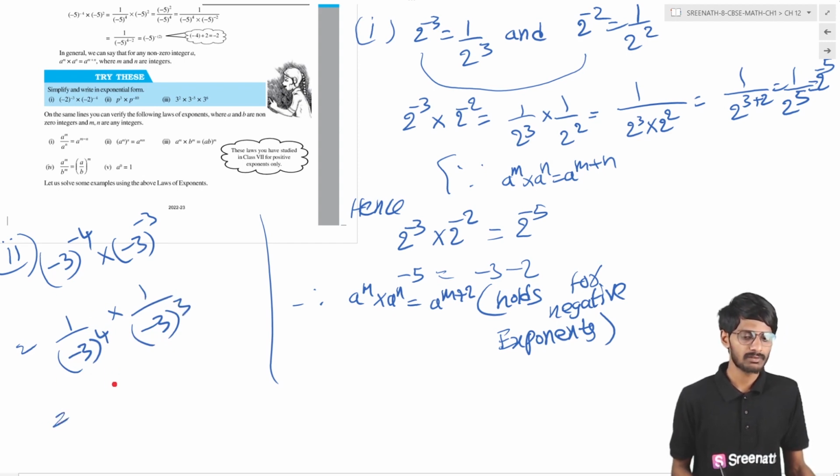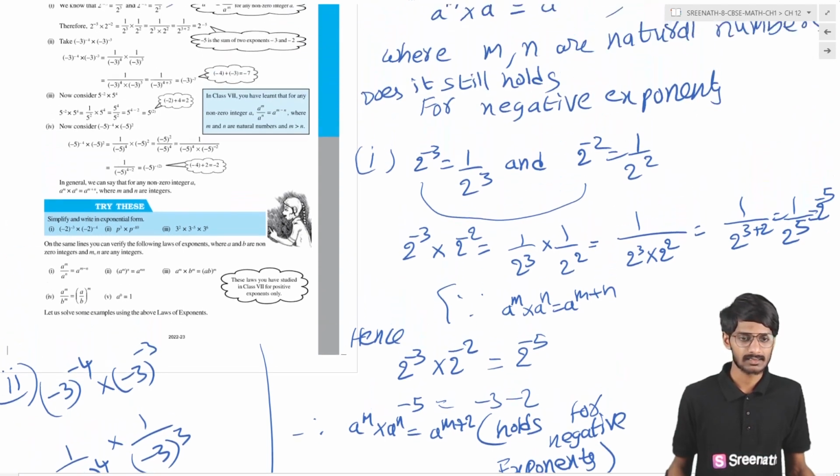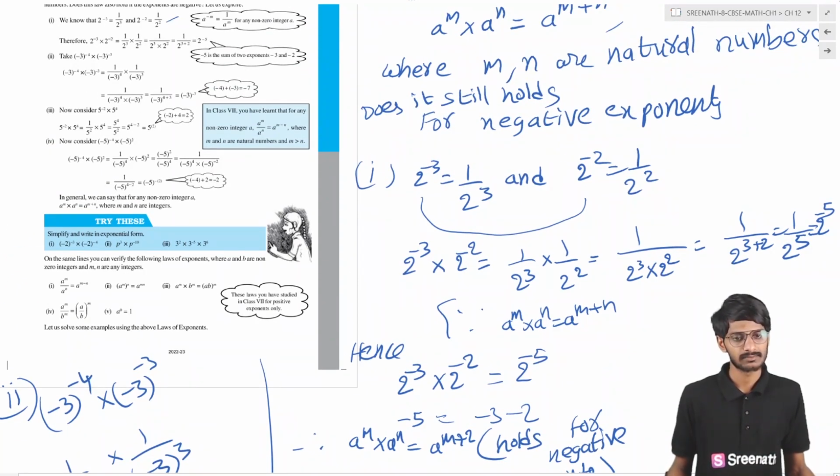So they are on the same base. Here we can write this as 1 by minus 3 whole power 4 into minus 3 whole to the power of 3, students. We can write like this.